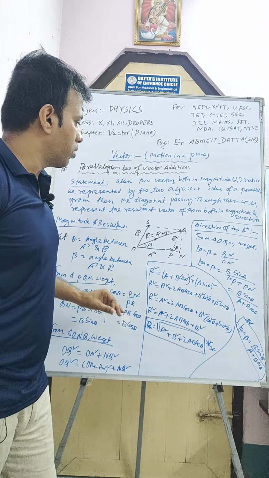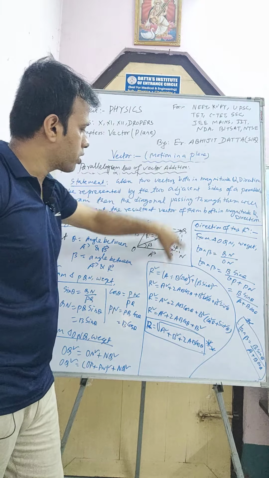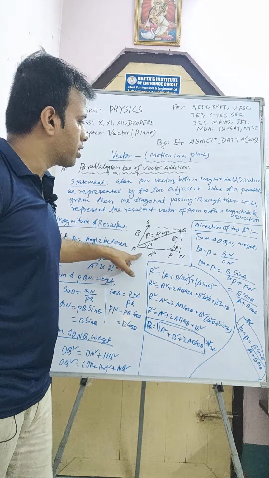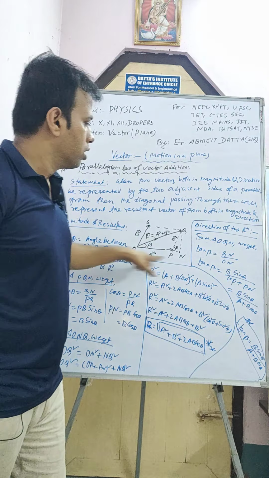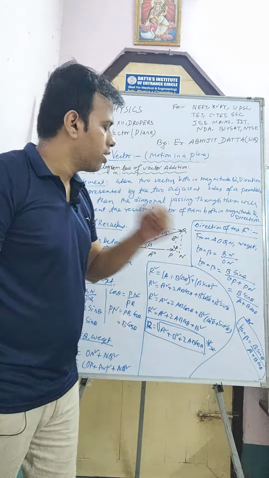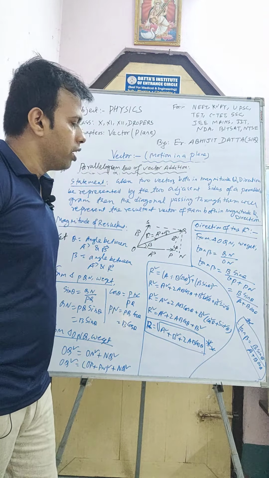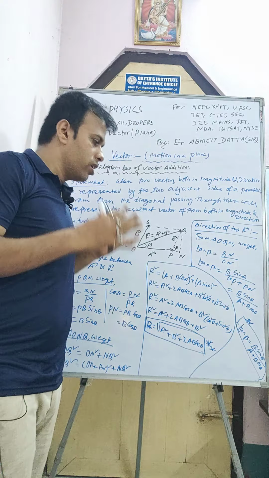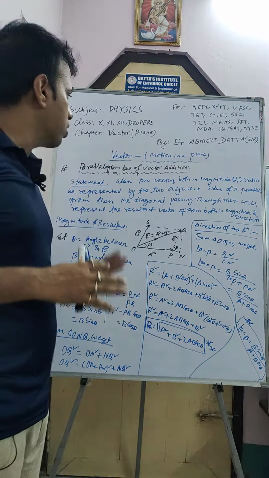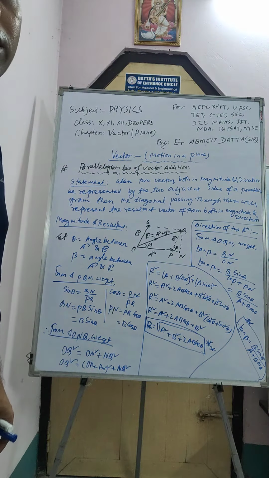To find the direction of the R vector, we consider the whole triangle and take the tangent of beta, which becomes QN by ON. QN can be split as OP plus PN, and putting in the values of QN, OP and PN, tan beta equals B sin theta by A plus B cos theta. So this is the final result of parallelogram vector addition. Okay, I hope all of you understood this.